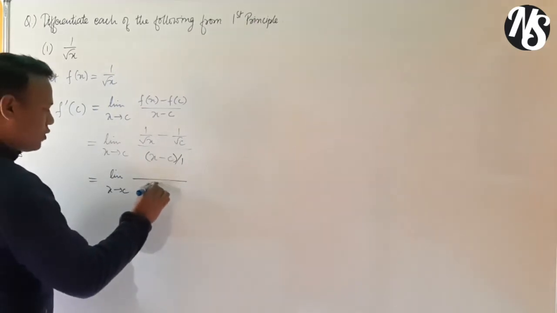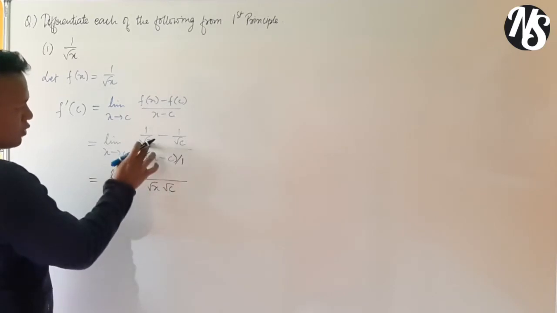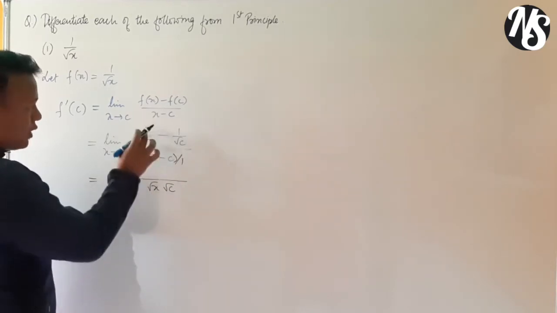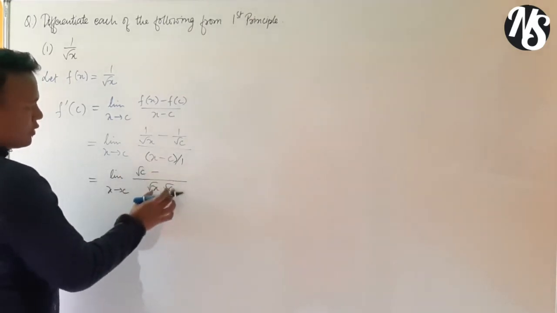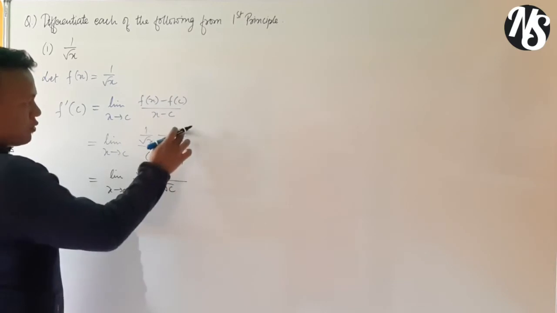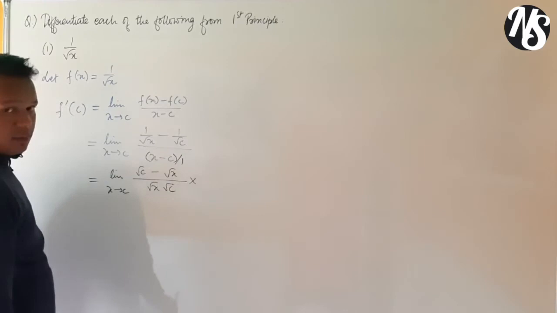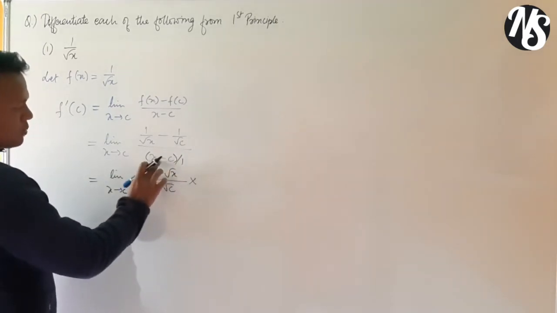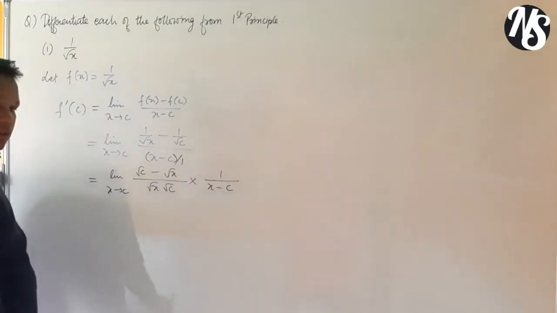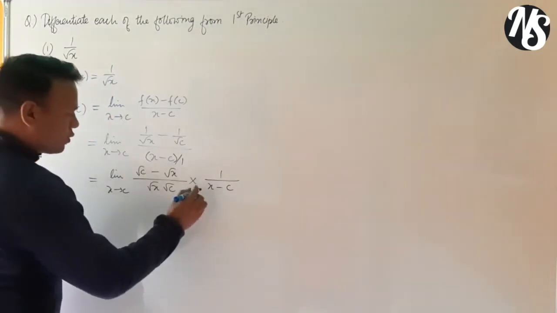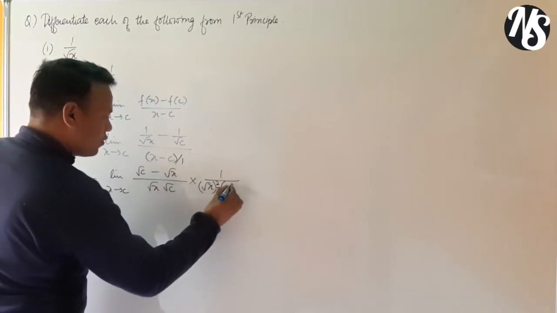The LCM is square root of x into square root of c. So divide this LCM by square root of x, you will get square root of c. So square root of c into 1 is square root of c minus, divide this by square root of c, you will get square root of x. So this into 1 is square root of x. Now this division is converted into multiplication. This was x minus c by 1, it becomes 1 by x minus c. Now can I write this x minus c as square root of x square minus square root of c square?